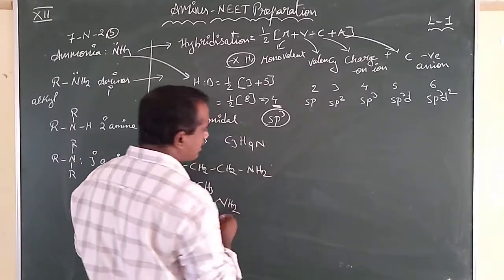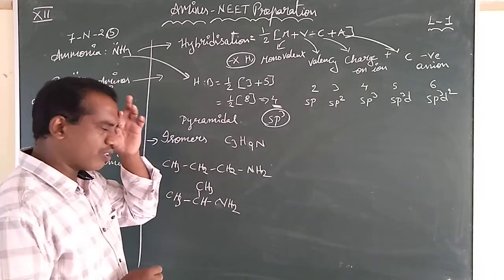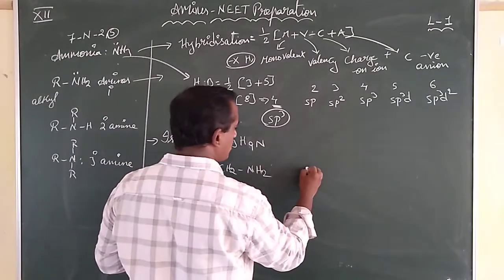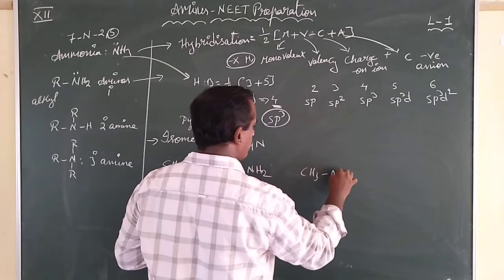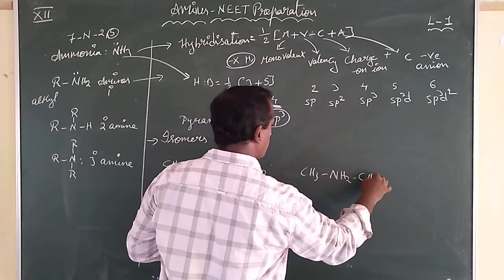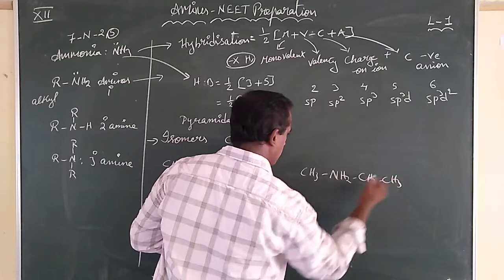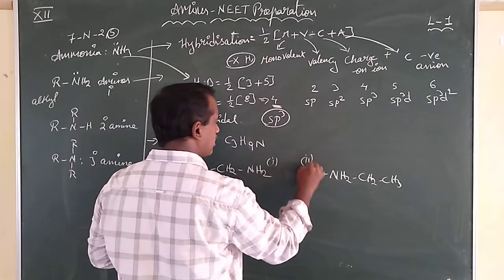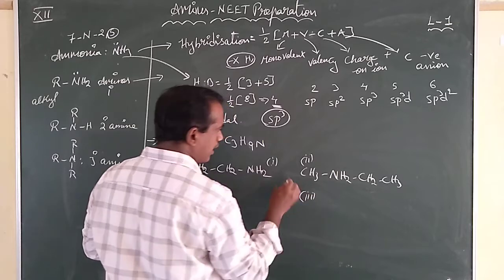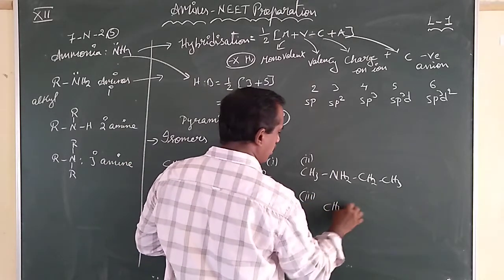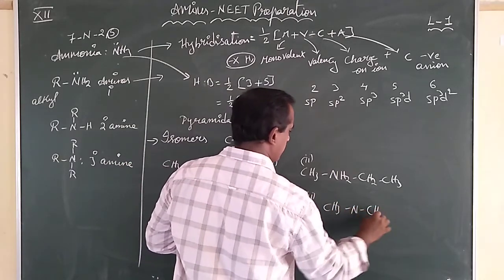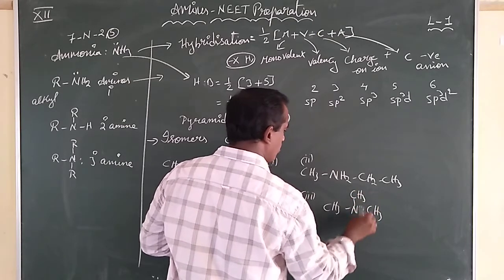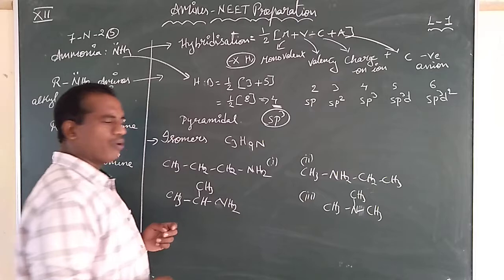Now, in the first case, the NH2 is at the last position. Now I am bringing it somewhere at the middle position: CH3, CH, CH3 with NH2. I am calling these the first structure, second structure, and third structure. What I am giving now is CH3, NH, CH2, CH3. So this is one more isomer.